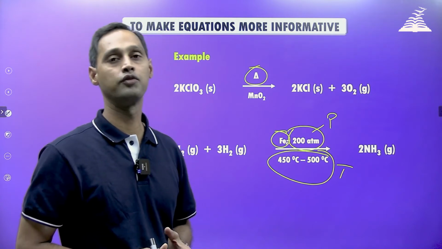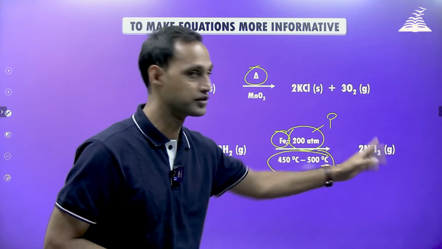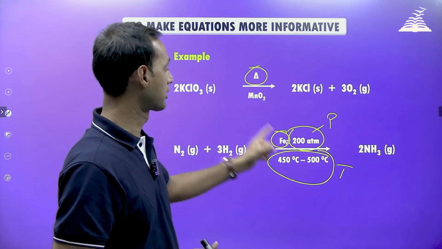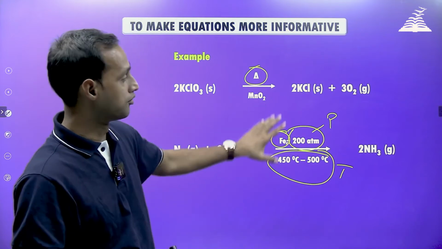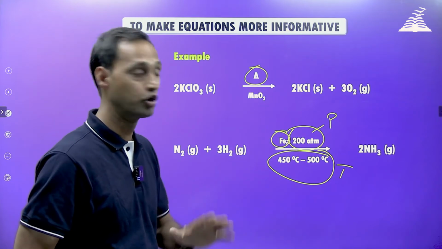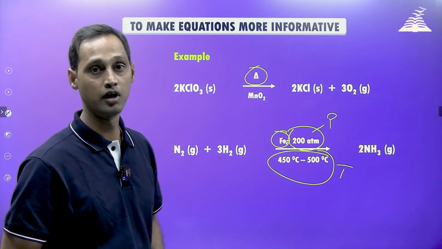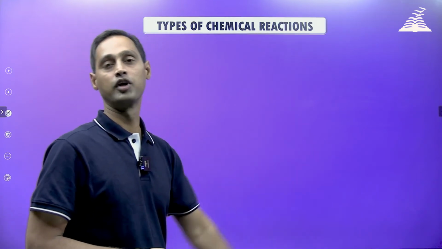How do we make it more informative? Mentioning physical states, and heat changes, and finally conditions required for the reaction, so that it looks more informative. Don't you think it looks more informative? Yes, it is. Right? So, moving forward and learning now types of chemical reactions.